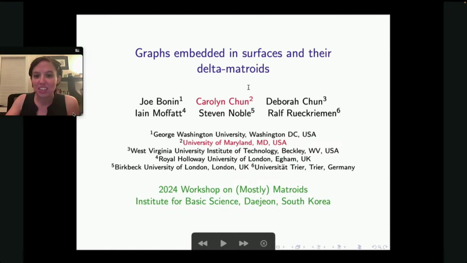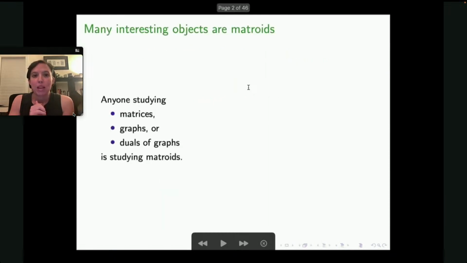Thank you very much, and thank you to the organizers of this meeting. I was really looking forward to it, and I've been enjoying it from afar. I've listed here some of the people that I've worked with on delta matroids: Joe Bonin, Deborah Chen, Ian Moffatt, Stephen Noble, and Ralph Rückermann. I've worked with Tyler Moss and Jakayla Robbins on some ternary delta matroids, but never published on that, so they're not on this list. It turns out that a lot of interesting objects are matroids, and please feel free to interrupt at any time if there's any questions.